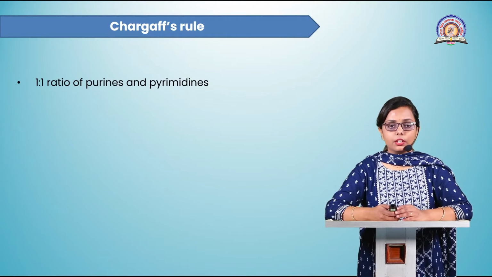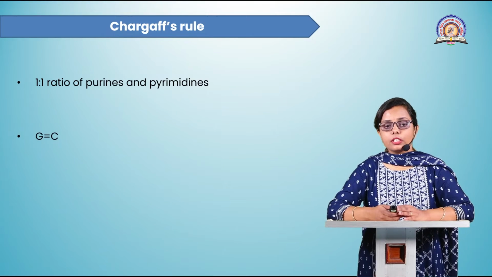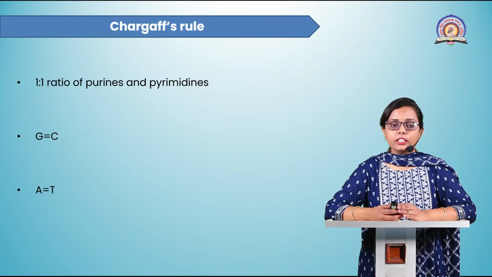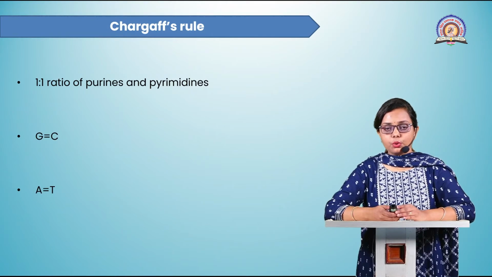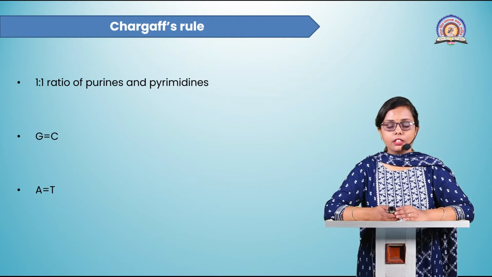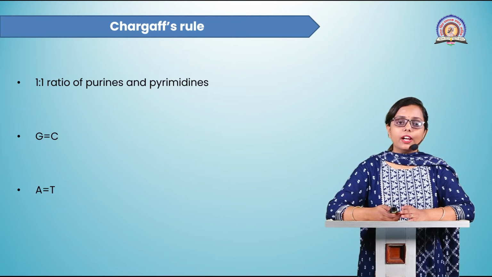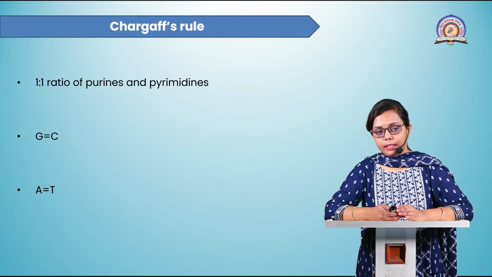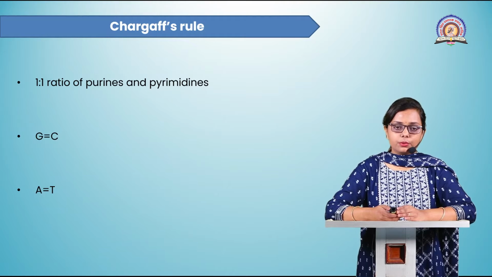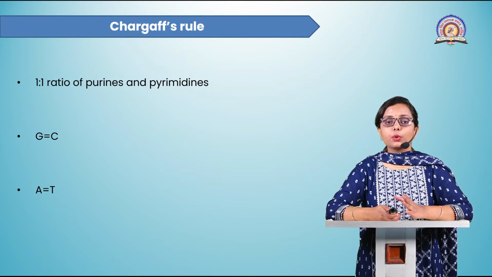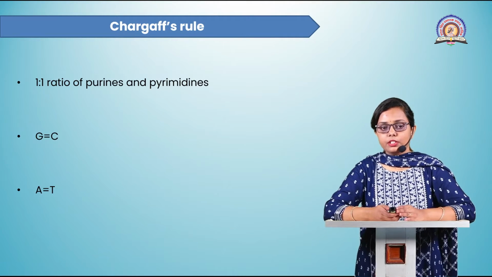So let us study Chargaff's rule. What is Chargaff's rule? In DNA, there is a 1:1 ratio of purines and pyrimidines. That means the amount of guanine is equal to the amount of cytosine, and the amount of adenine is equal to the amount of thymine. This is Chargaff's rule, that there is an equal amount of purines and pyrimidines in DNA.